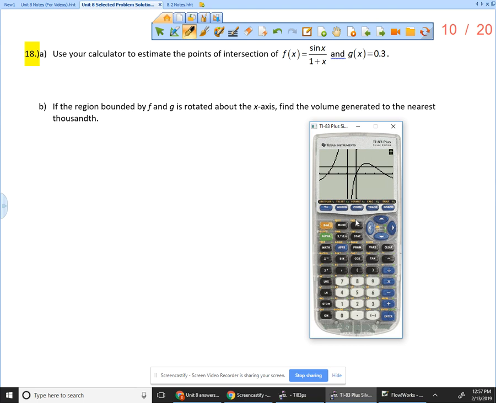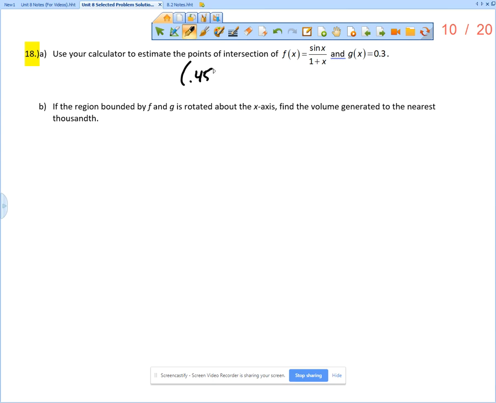Now we want to find the intersection. So second trace, intersect, number 5. First curve is y1, yes. Second curve is y2, yes. Now, do I need to guess? Yes, you probably should, because then you give yourself the ones that you want. This first one is close to 0.5, so 0.5 gives me this first intersection: 0.450, comma, 0.3. Of course it's 0.3, that's the y value, that's g of x. So back over here, I get 0.450, comma, 0.3.